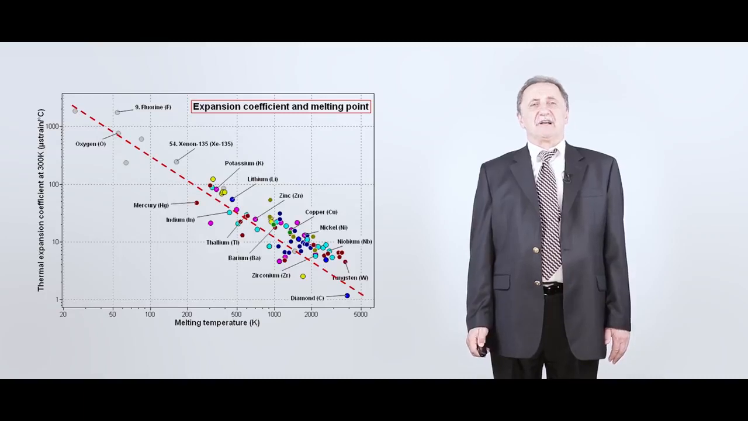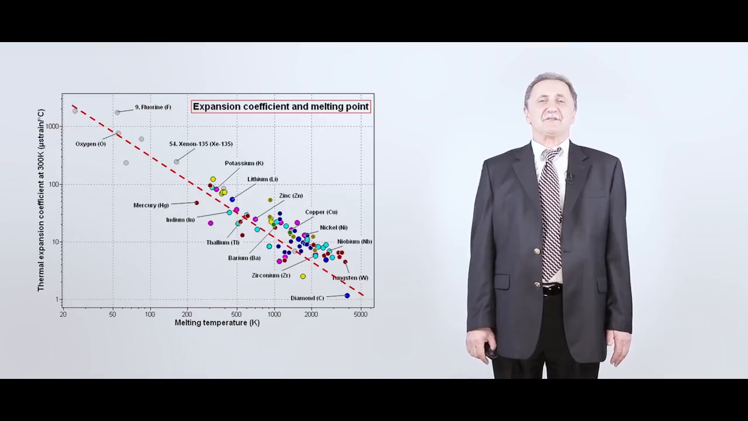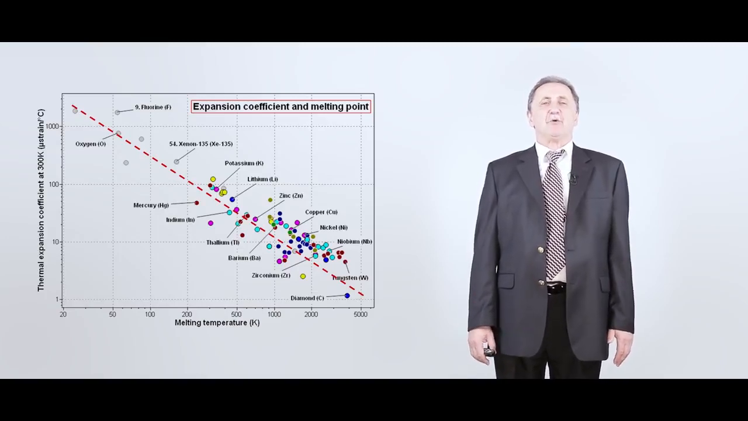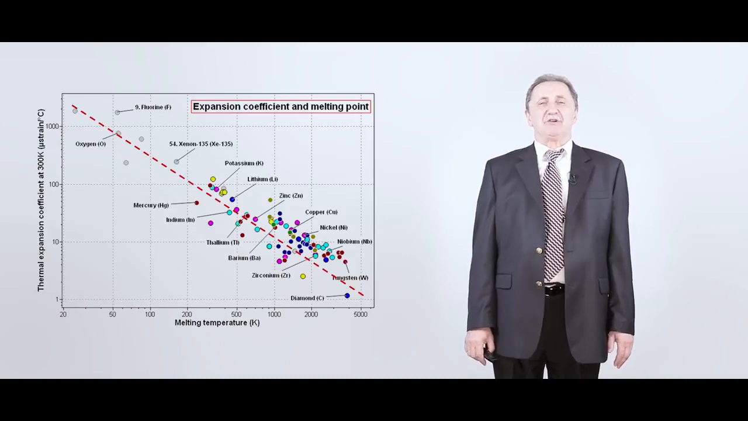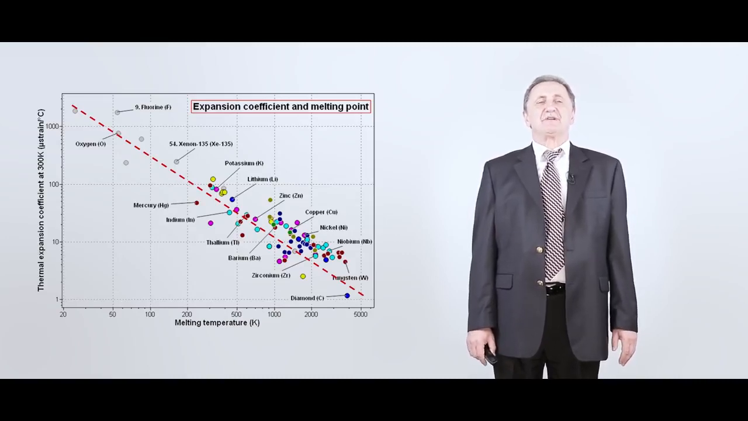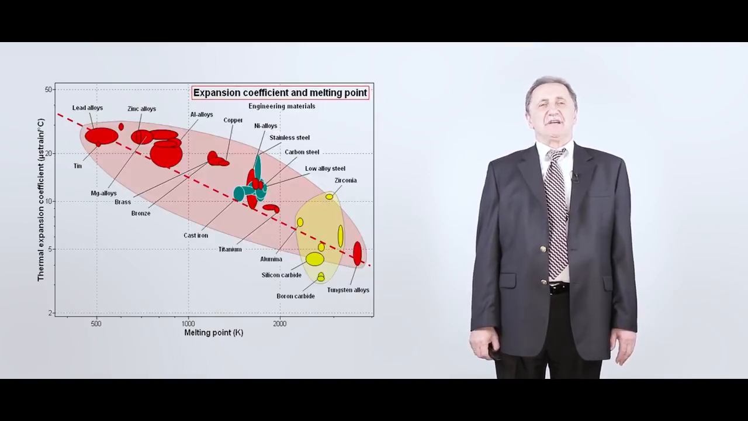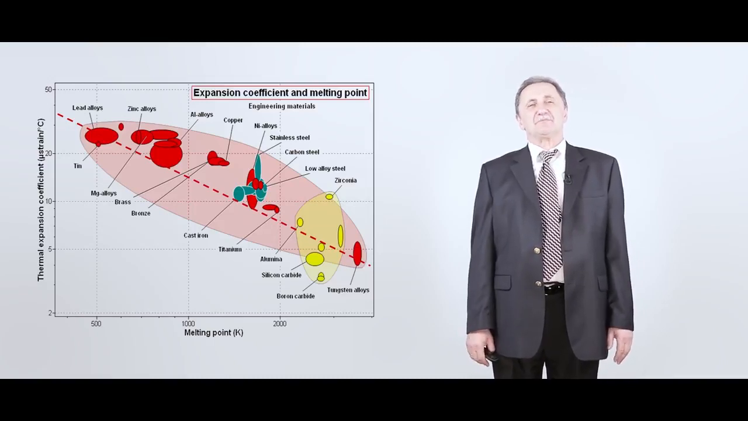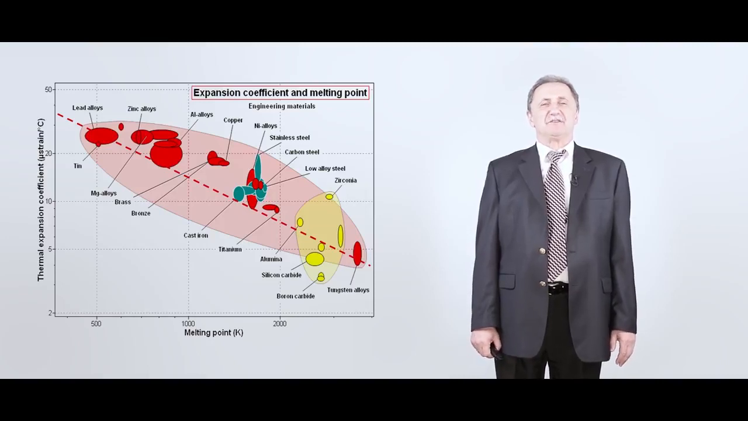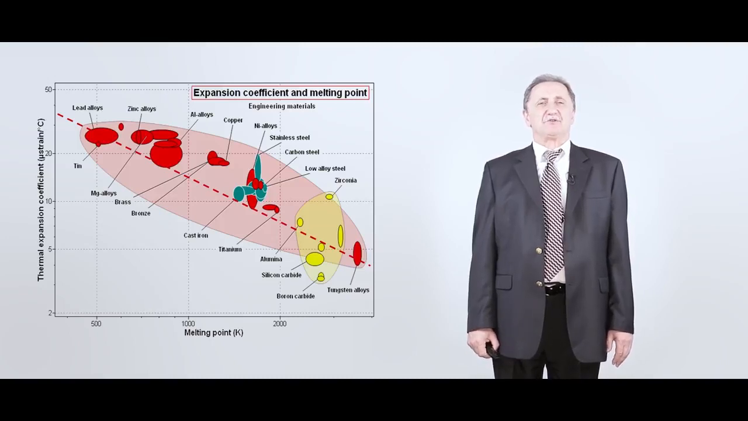And that relation is very nicely demonstrated for different types of elements as a function of melting point. So now we have a vice versa relation. Materials with the highest melting point, with the highest bonding energy, have the lowest coefficient of thermal expansion, and vice versa. This relation stands not only for the elements, but for almost all known materials, the same for metals, for ceramics, for polymers, and so on and so forth.